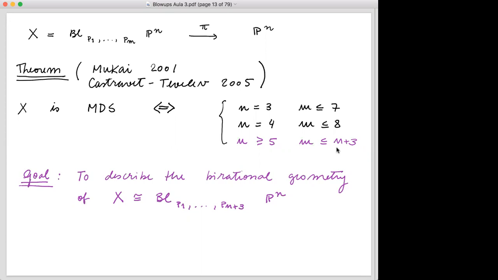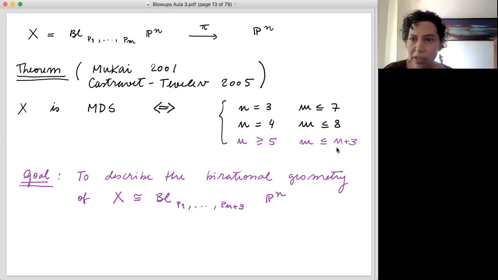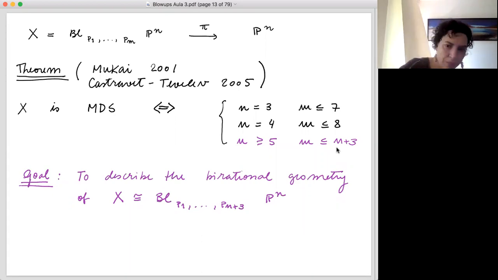So in a sense, as we start to blow up more and more points, the geometry becomes more and more complicated, and eventually it becomes infinite. So what we want to understand is the most complicated case before it becomes infinite. So we want to give a similar description as we did for the cone of effective divisors on Pn blown up at 2 points. We want to do the same thing for the general case when we blow up Pn in n plus 3 points.